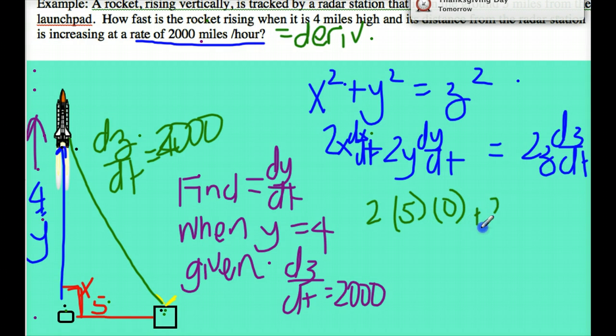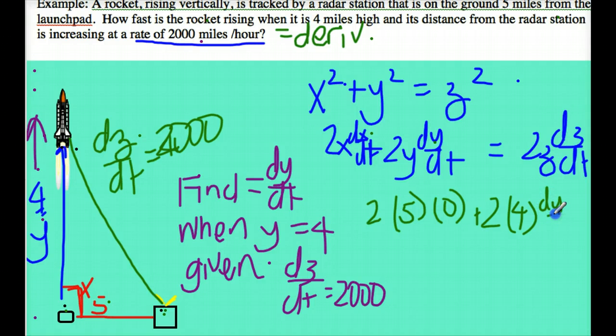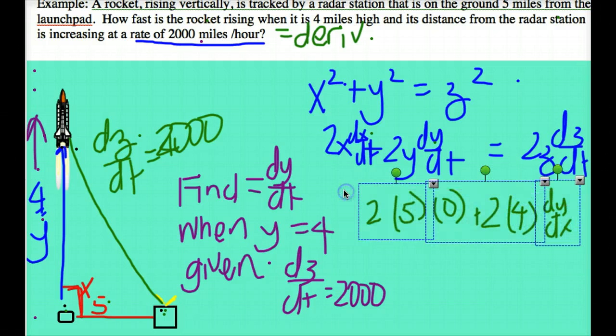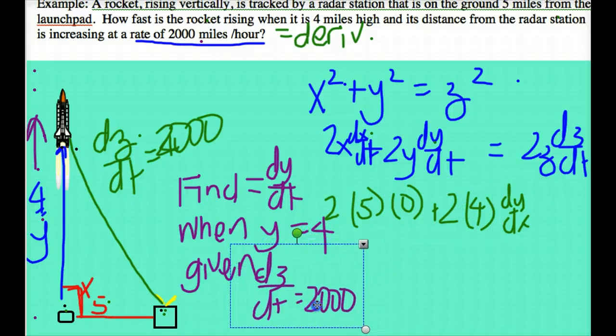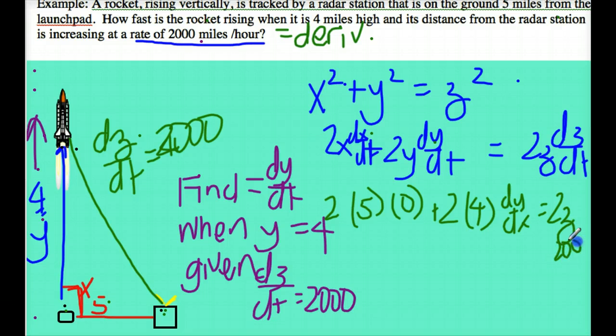Plus 2 times my y, which is 4. My dy/dt is what I'm looking for. Let me shift all of this over. And so if I continue this, I get equals 2z. dz/dt is 2,000. Now the problem is that I'm missing this z. So how could I find that?